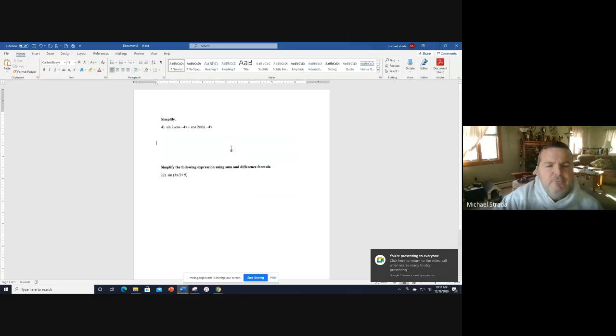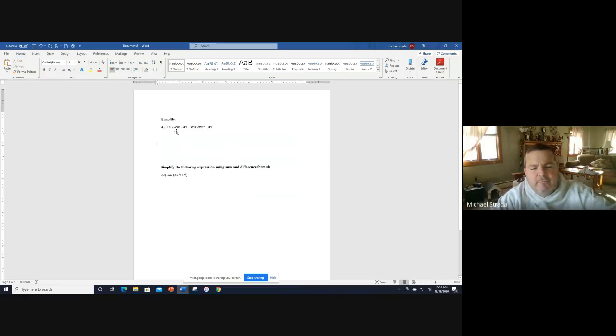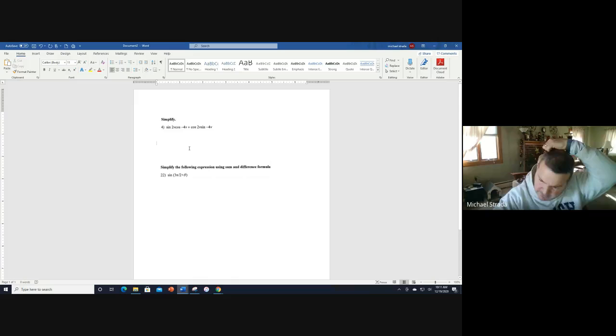Right, so number 4 and 22 from the quiz review. One of the ones where you're working backwards, where it says sine 2v cosine negative 4v plus cosine 2v sine negative 4v. So you're using the reverse of the sum and difference formulas. There's no mention of tangent, so it can't be tangent, so it's got to be sine and cosine.